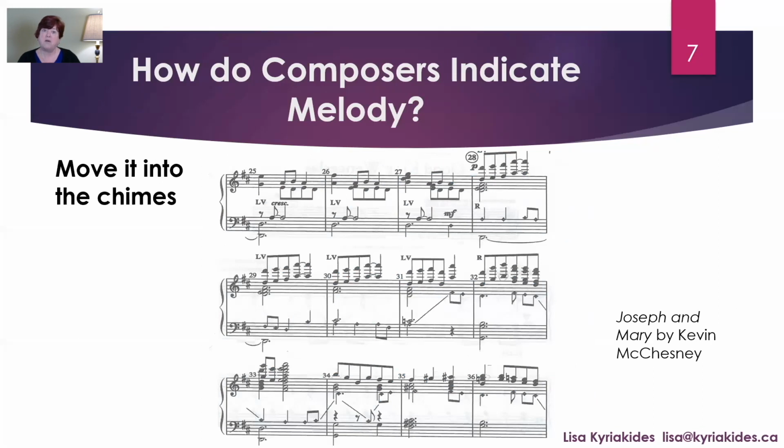A composer can also change the timbre, or the sound, of the melody, and one way we do this in bells, of course, is to move it into chimes. This is what Kevin McChesney has done in this piece. I've indicated it with the green line. It is all played in chimes. You can see that it moves between clefs and those voice leading lines are being used. And this will really make the melody pop because it's played by a different sounding instrument.